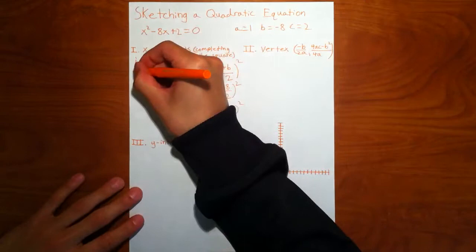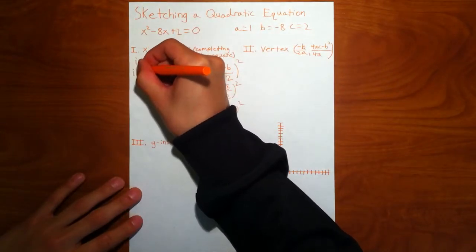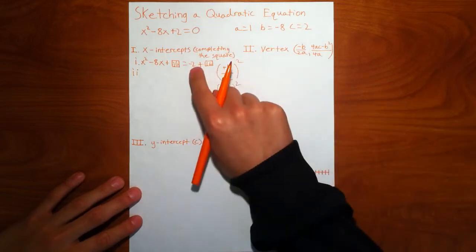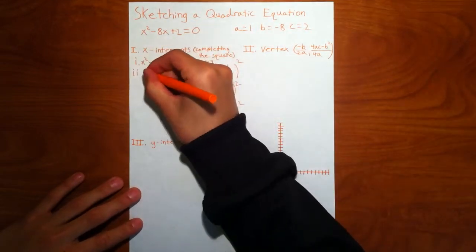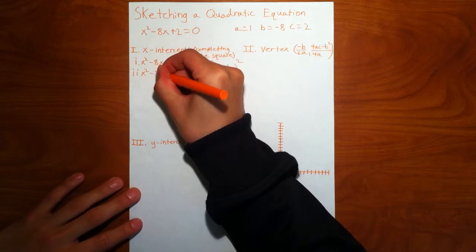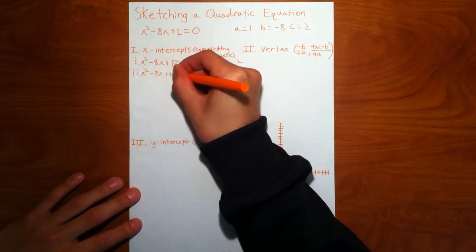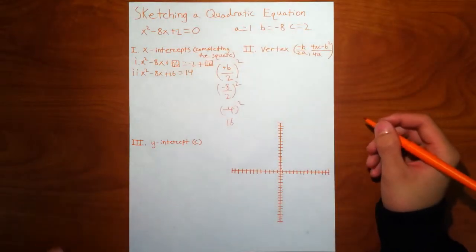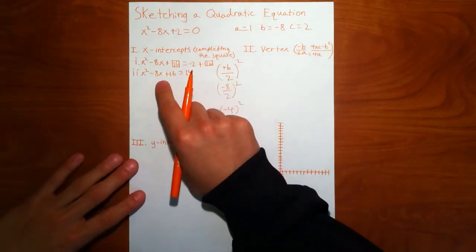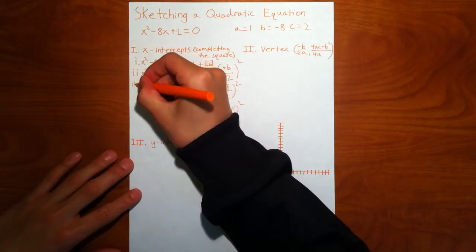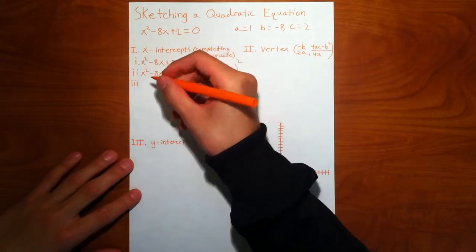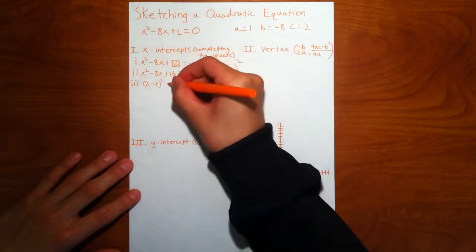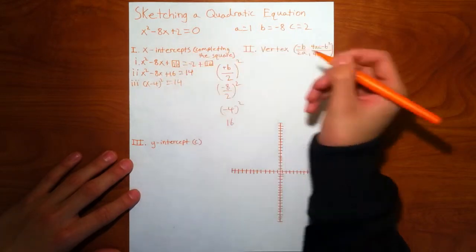Second step. I'm simply going to subtract 2 from 16. So x squared minus 8x plus 16 equals 14. Now we must factor this trinomial, and in its factored form, it's going to look like this. X minus 4 squared equals 14.